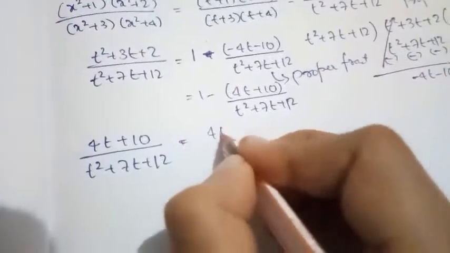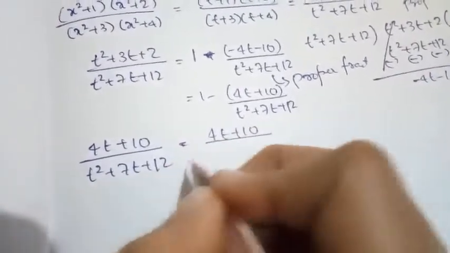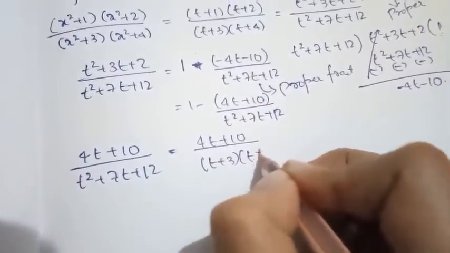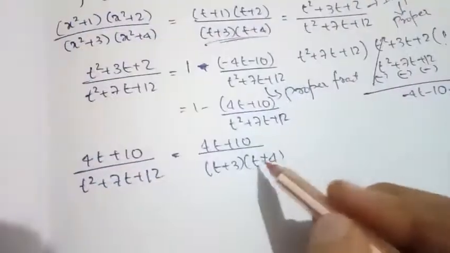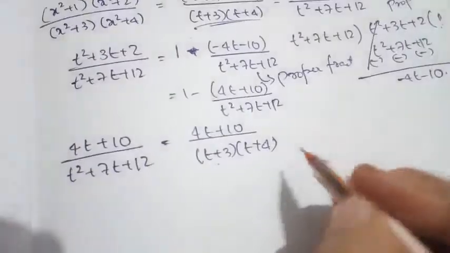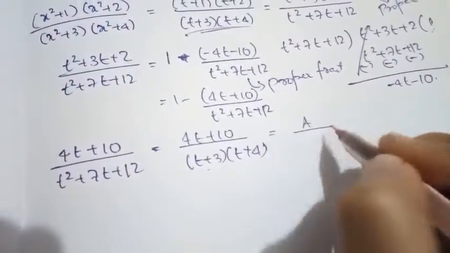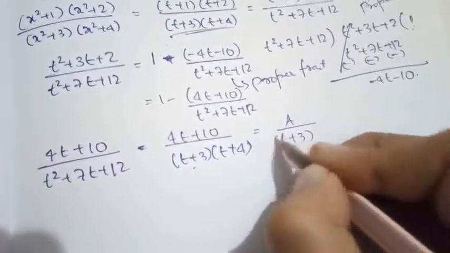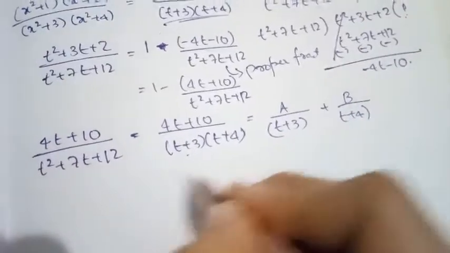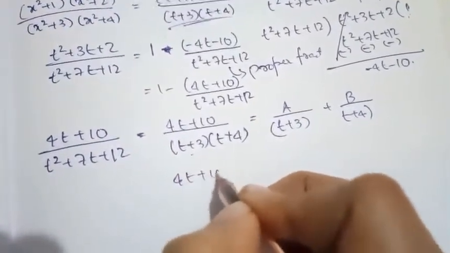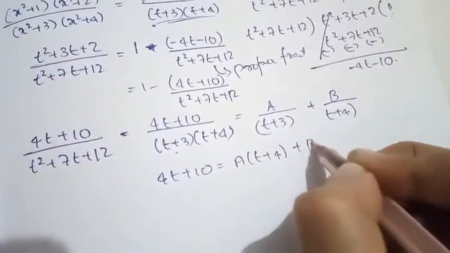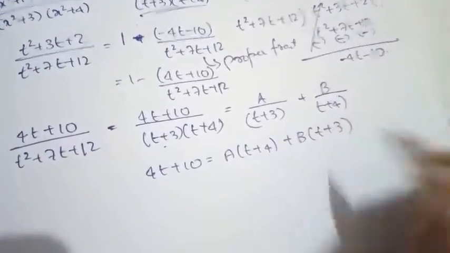So I can write the denominator, that is t square plus 7t plus 12, as t plus 3 into t plus 4. Clearly the denominator is made of non-repeating linear factors. So if it is in this form, I can write the partial fractions form as a divided by t plus 3 plus b divided by t plus 4. So this will be 4t plus 10 is equal to a into t plus 4 plus b into t plus 3 after taking the LCM.